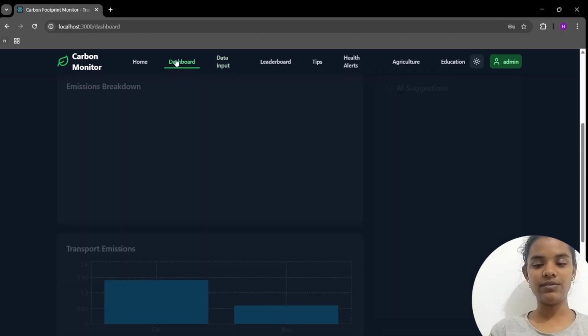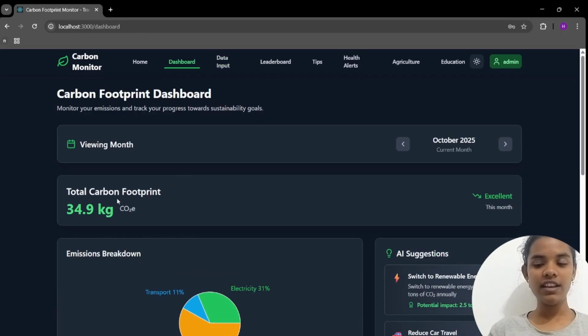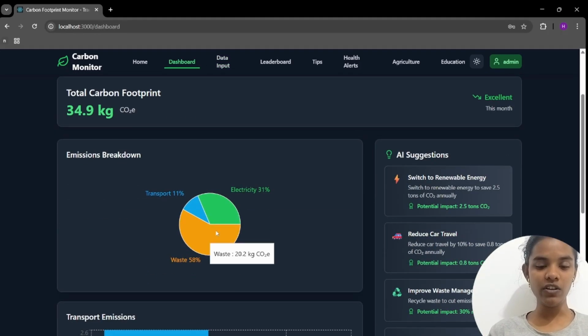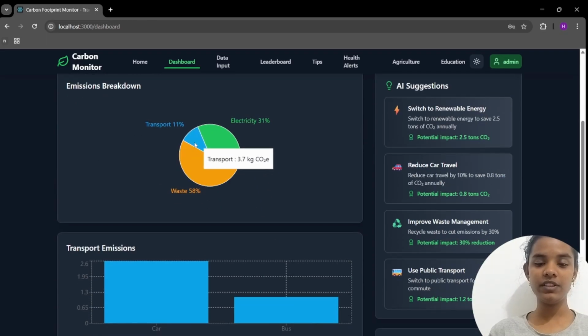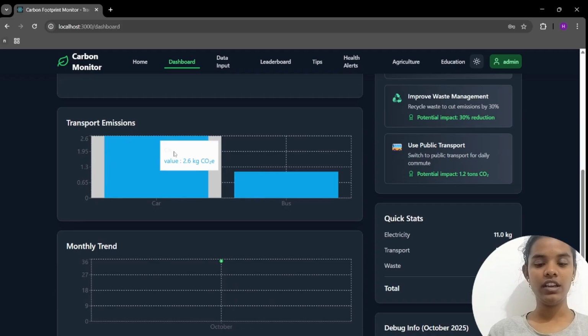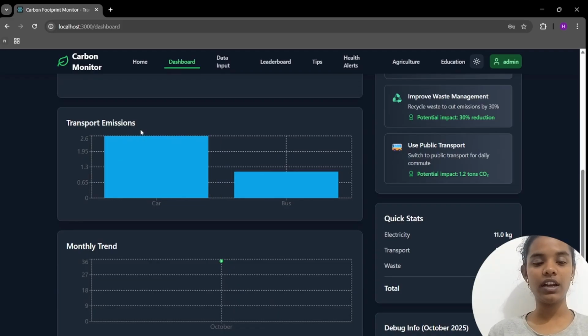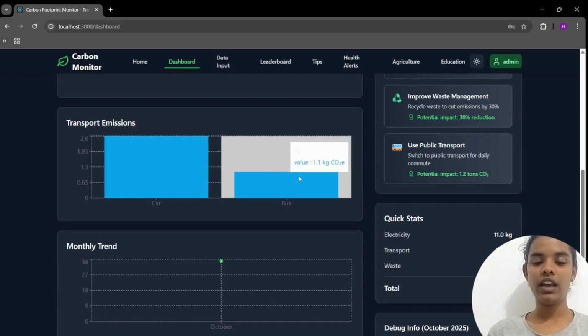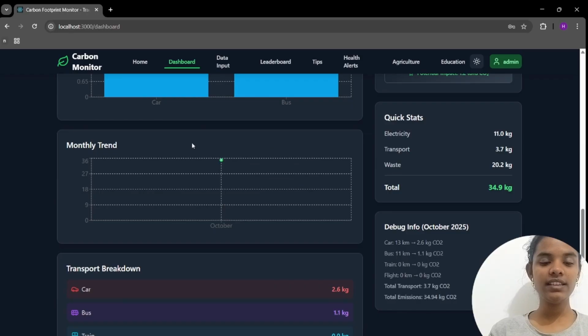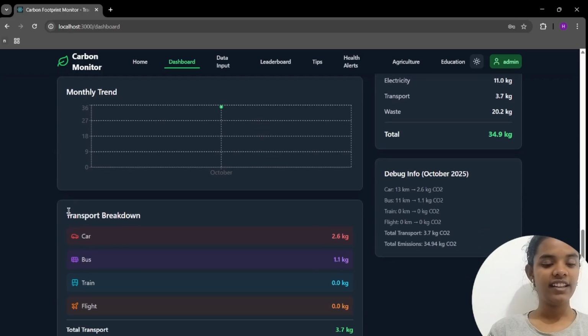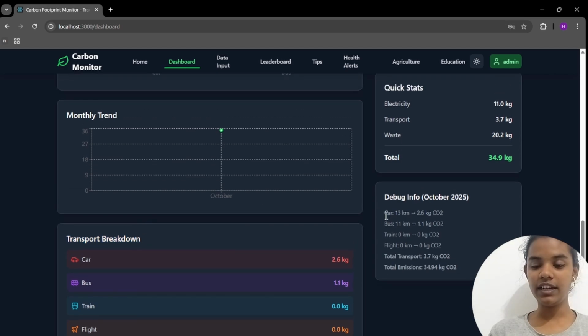We go to the dashboard and we see our carbon emission. The breakdown of our carbon emission is 11% transport, 31% electricity, and 58% waste. Here it shows the transport carbon emission for car and for bus. Then we can see the monthly trend. As you can see, October has peaked at 34 kg. Then we also show the transport breakdown, and here is the debug info.